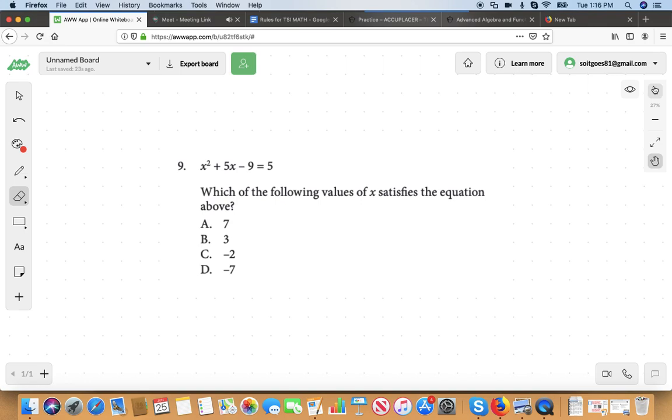Okay. So we have 7 squared plus 5 times 7 minus 9 equals 5. Okay, let's stop for a minute. I don't even want to carry out the calculations here. I'm just looking at this thing. Is there any way that left side of the equation is going to be 5?